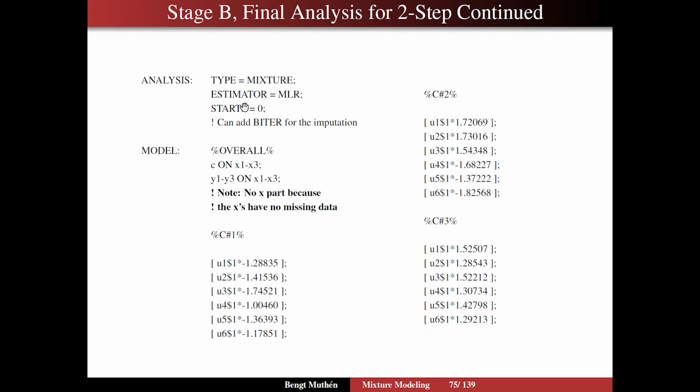It's a mixture model, starts equals 0. And here's a little note. You can add B iterations to increase the default for the imputation step if you want to. You do it here in the analysis. You could have done that also for BCH and 3-step. And the model is the same, C on X, Y on X, and no X part. And now what's different for 2-step is that we have these fixed thresholds, these measurement parameters that are key for 2-step analysis.